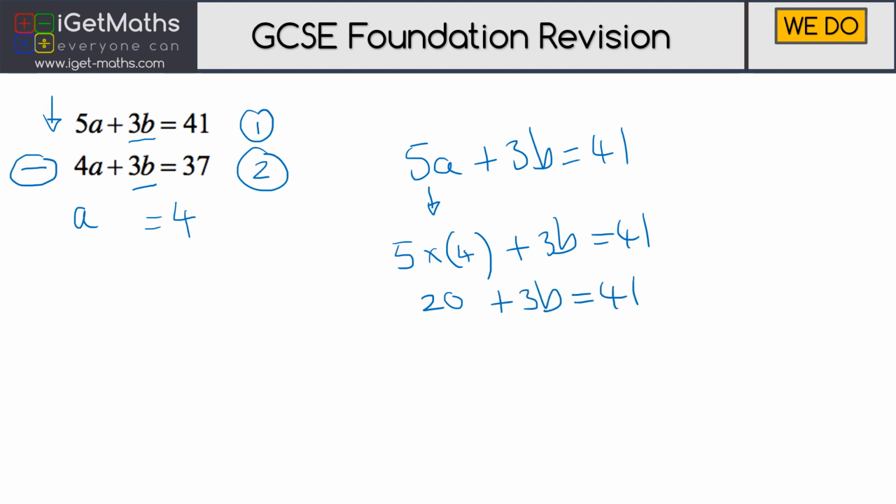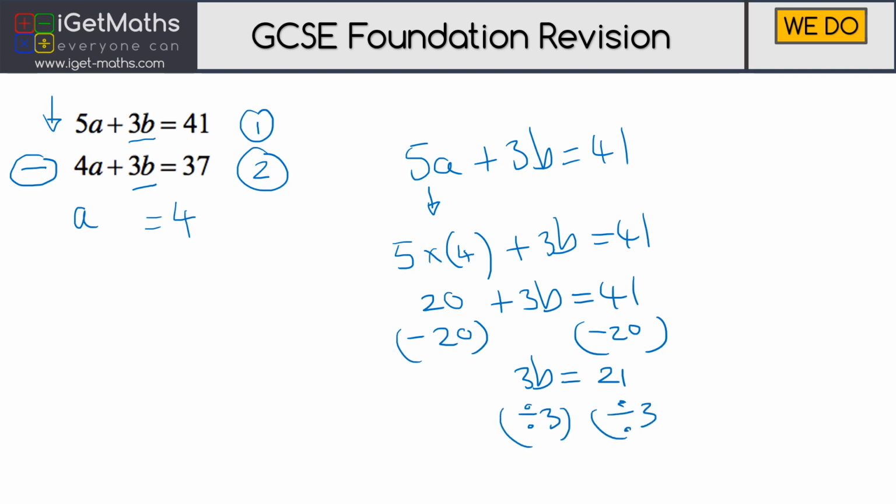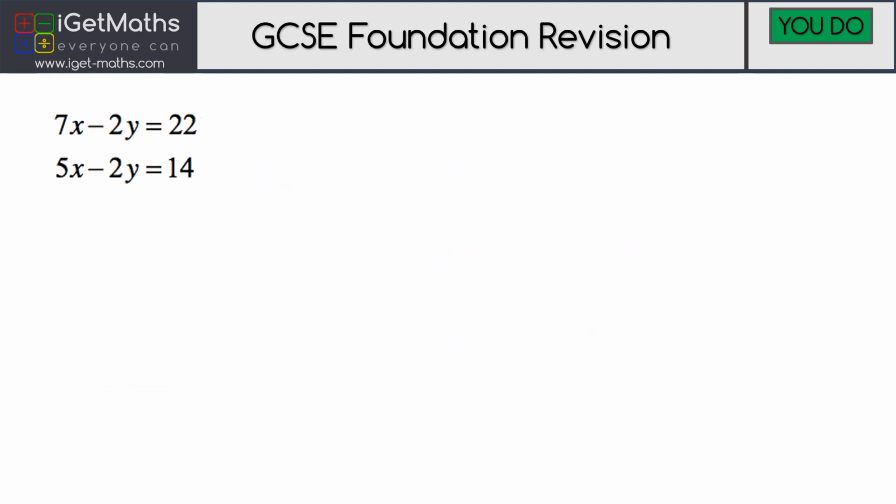And then we're going to minus 20 from both sides. That now gives me 3b is equal to 21. And to get b by itself, we just divide by 3 on both sides. That now gives me b is equal to 7, and you're done. So your final answer is a equals 4 and b equals 7. Pause the video and have a go at your question.